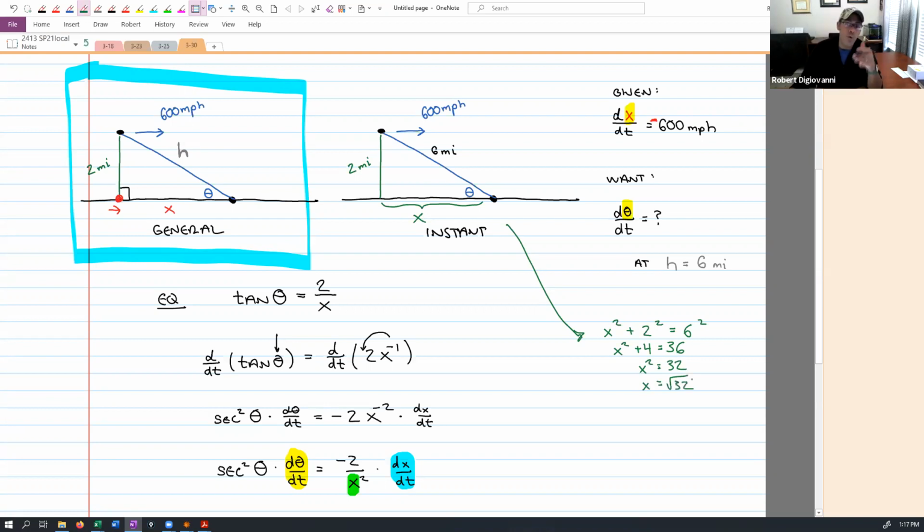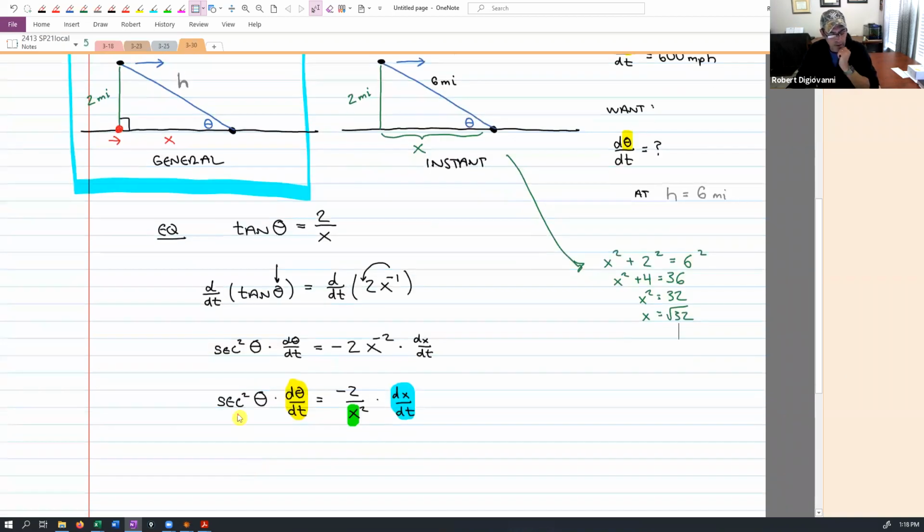So now we know what x is at that specific moment, so I'll be able to fill that in. Is there anything else we need? I have x, I have dx dt, and this is what I'm solving for. Wait, what about this? Don't I need to know what secant squared theta is? No derivative, we're done with derivatives.